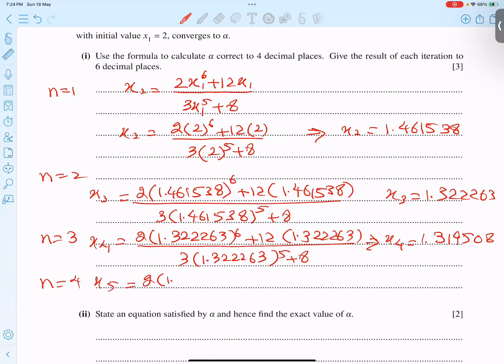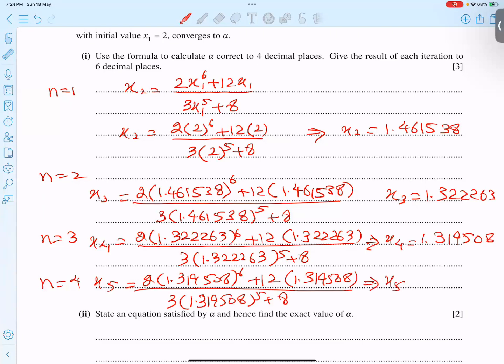And 5. So 1.319508 to the power 6, divided by 3 times 1.319508 to the power 5 plus 8. And what did I get as x5 from here, students? So I'm getting here 1.3195079, you can say 0, 2, 4, and I get 8.